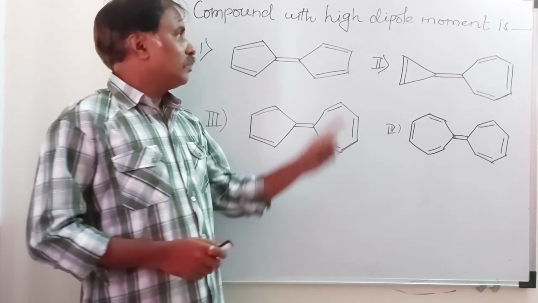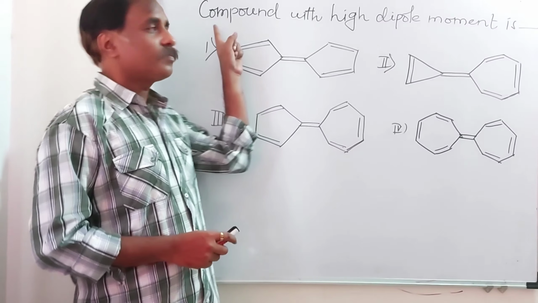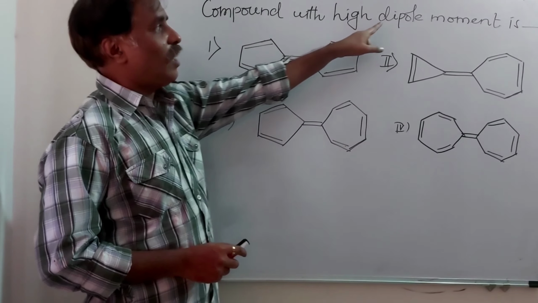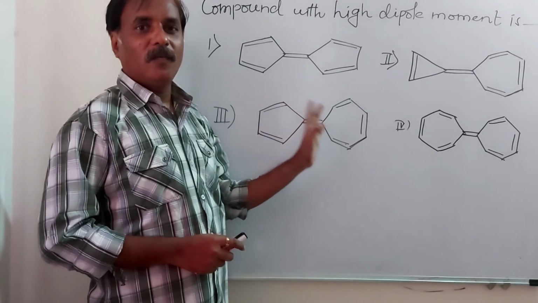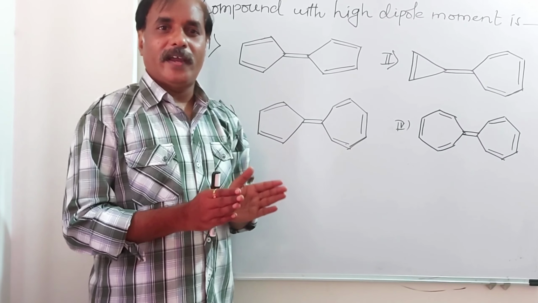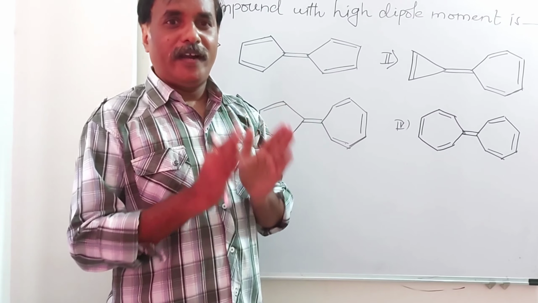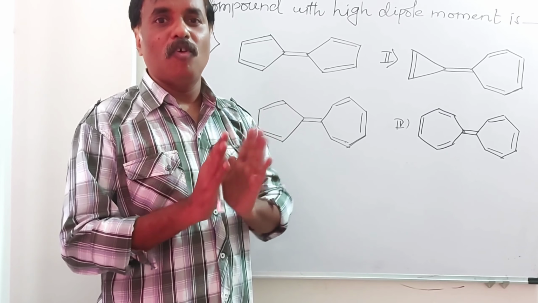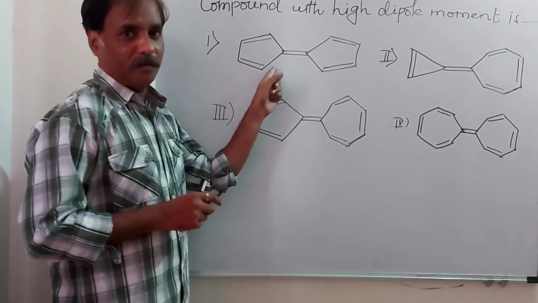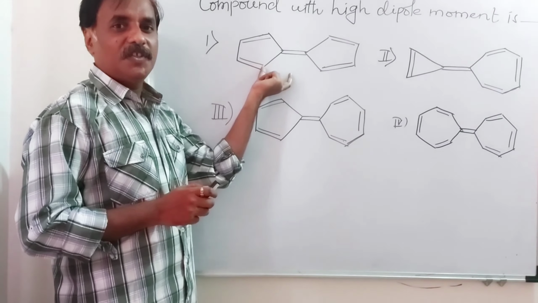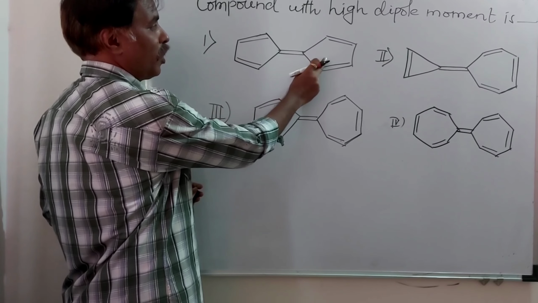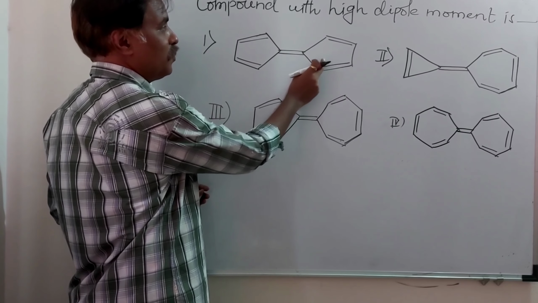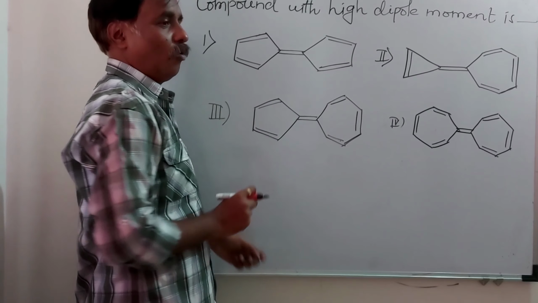Is it clear? This is example number 2. Which compound has a high dipole moment? Here 4 different options are given. We have to identify the organic compound with the highest dipole moment. Take number 1. Again this is pentafulvalene. Ring number 1 and ring number 2 are connected by an exocyclic carbon-carbon double bond.